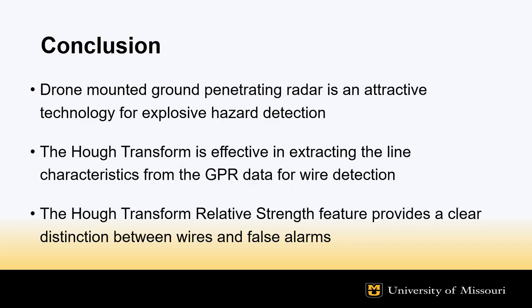In conclusion, we see that the drone-mounted ground-penetrating radar provides a steady image that is clear for use with the Hopf transform. We have found that the Hopf transform was effective in detecting wires with different orientations and different amounts of noise. We have also found that it is possible to set a threshold with our relative strength feature for the Hopf transform to only detect wires that we desire. In the future, we will be working on applying the features for wire detection using a classifier. We will also look at how the Hopf transform performs with more noise and fewer edge points.